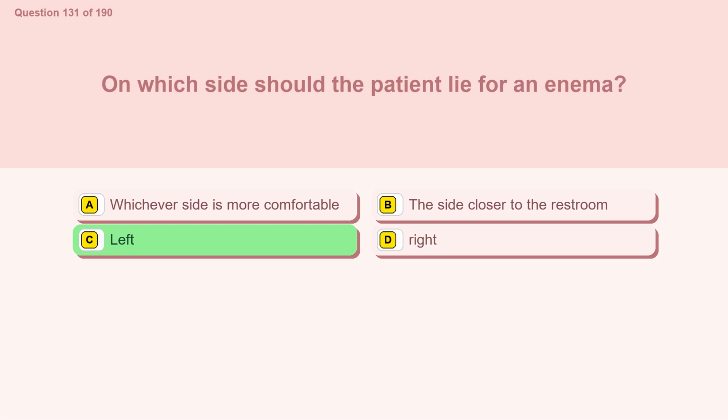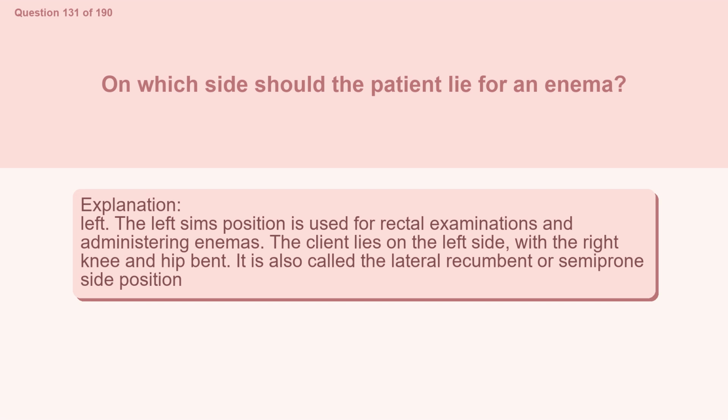The correct answer is Option C, left. The left Sims position is used for rectal examinations and administering enemas. The client lies on the left side, with the right knee and hip bent. It is also called the lateral recumbent or semi-prone side position.